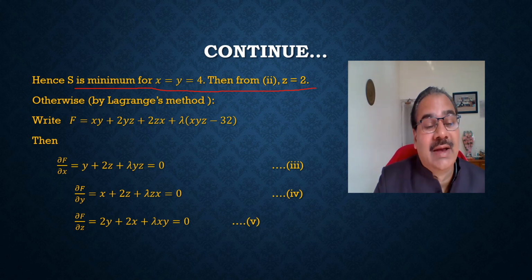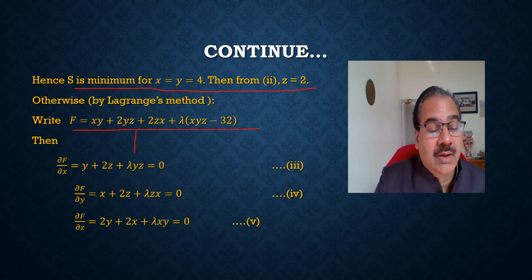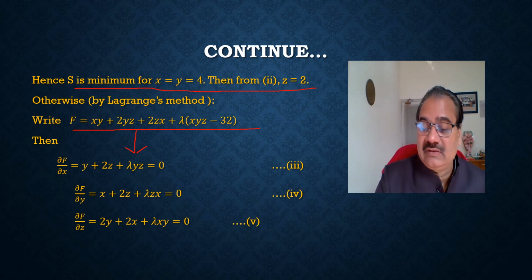Now, otherwise, you already know how to do this by Lagrange's method. You will do it like this. First, you have to re-express the equation in this manner, and then find del f by del x, del f by del y, and del f by del z. These are equations third, fourth, and fifth.